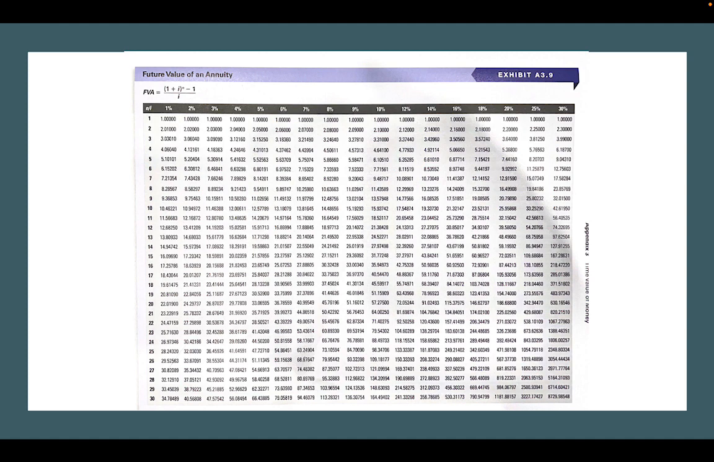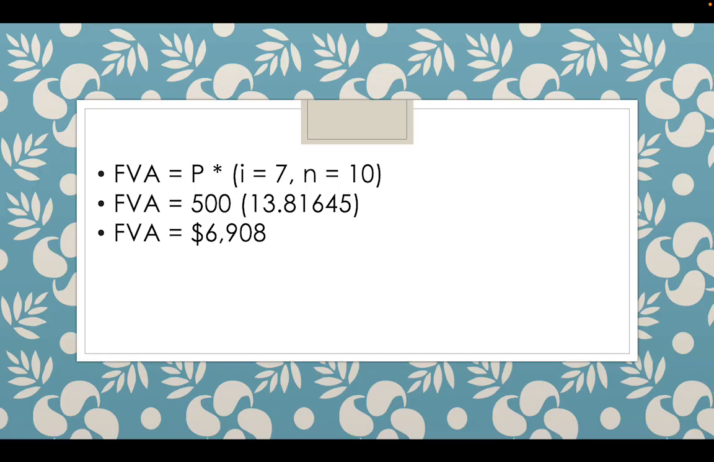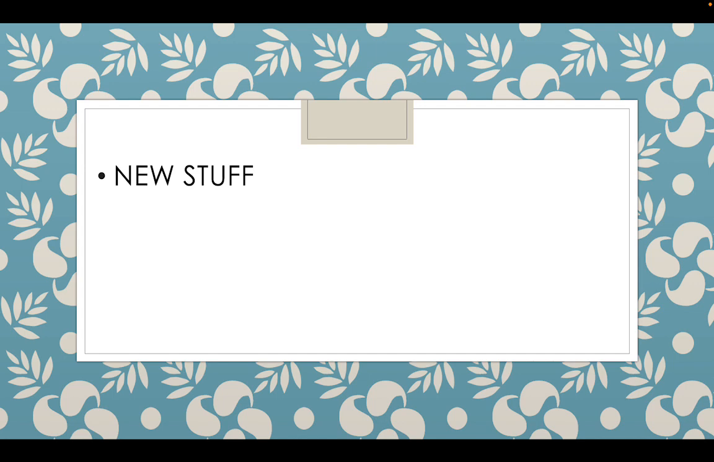So we're going to need this table, which I uploaded in the prior class's Blackboard file. Again, it's kind of hard to see here, but if you open up that PDF, you can zoom in on it. It's 7% at 10 years, which looks like 13.81645. So I would multiply that by $500 of principal, and that would give me a future value of the annuity of $6,908. So as usual, you can let me know if you have any questions about those answers or what you did. And now on to the new stuff as promised.